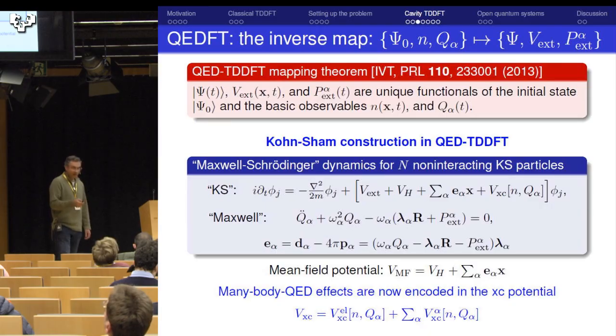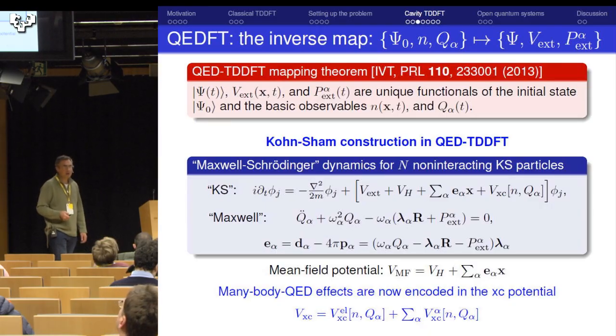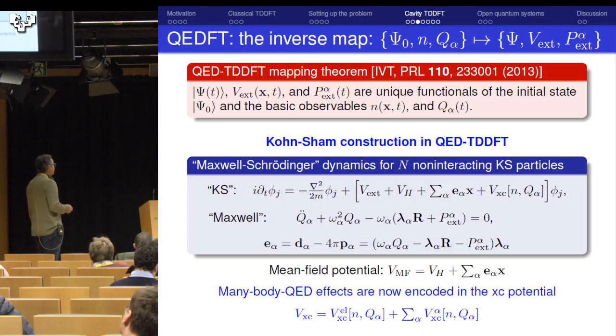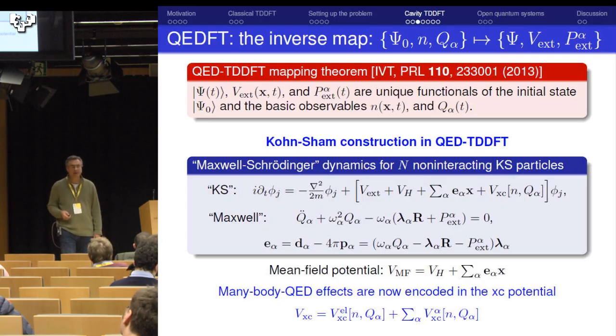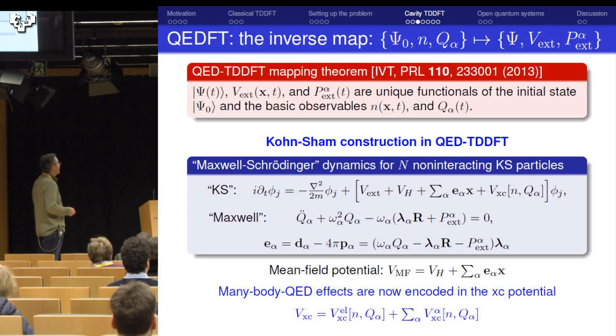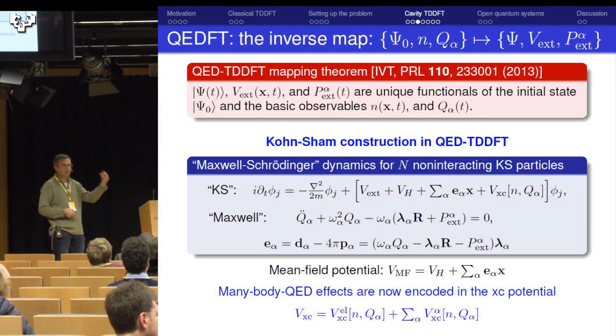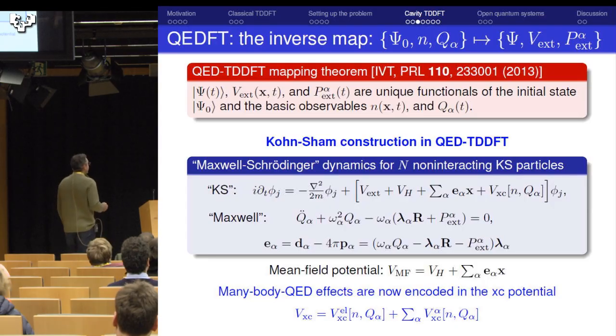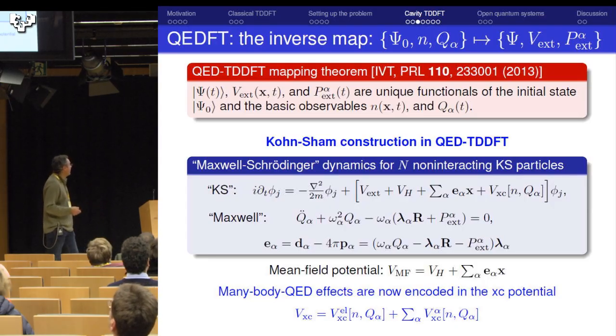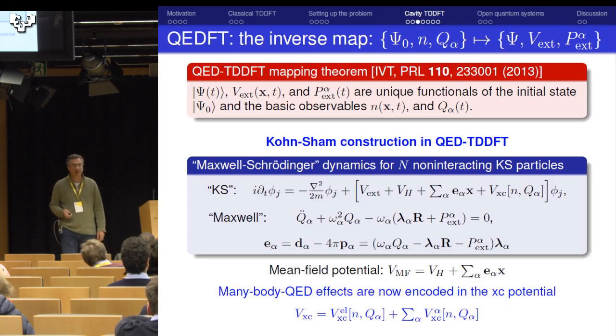And now we can formulate the main statement of the mapping theorem for the cavity TDDFT. The main statement is the existence of a unique inverse map. If we know the initial state, the electron density, and the expectation value of the electric displacement, we can uniquely recover the many-body wave functions at all times and the driving fields, the fields which drive the photons and the electrons externally. This is the main statement of the mapping theorem. The wave function and the external fields are unique functionals of the initial states and the basic observables, which are the electronic density and the expectation value of the displacement.